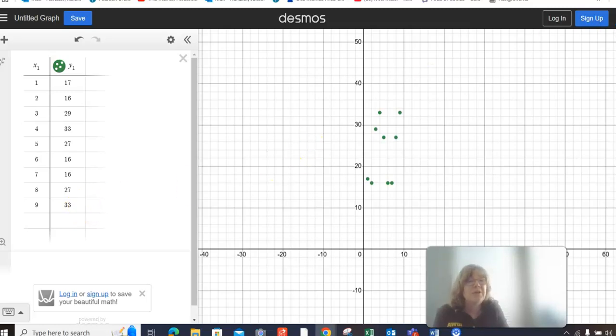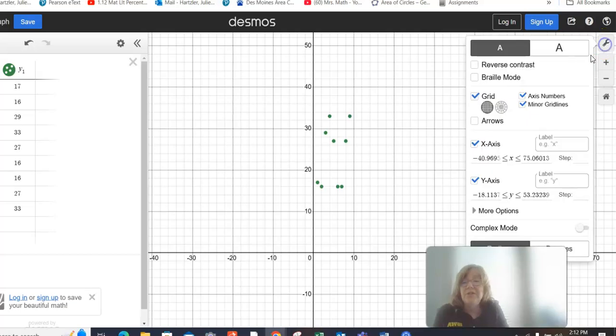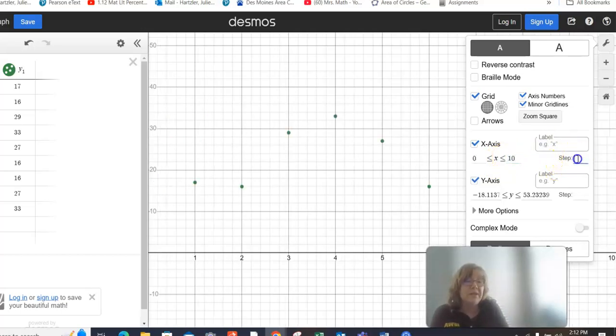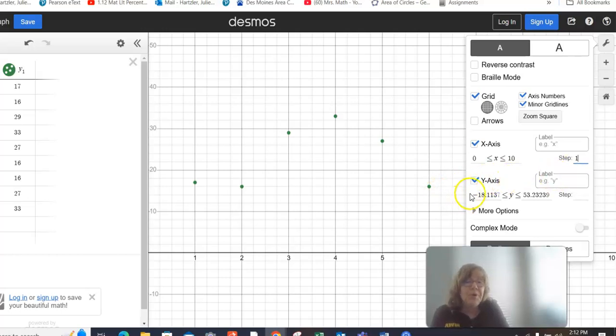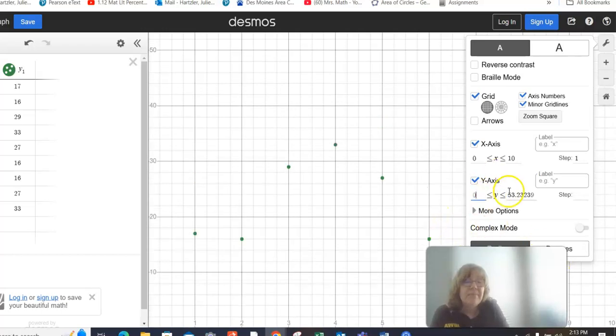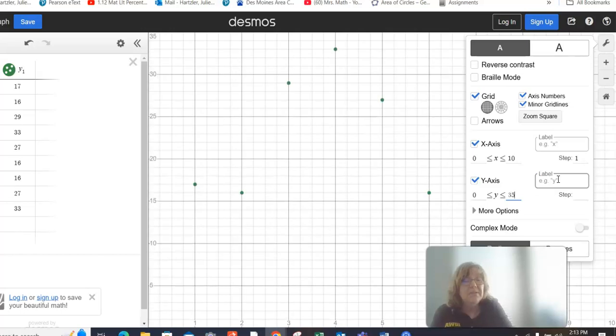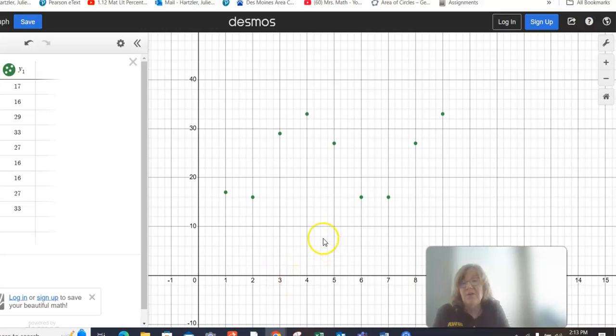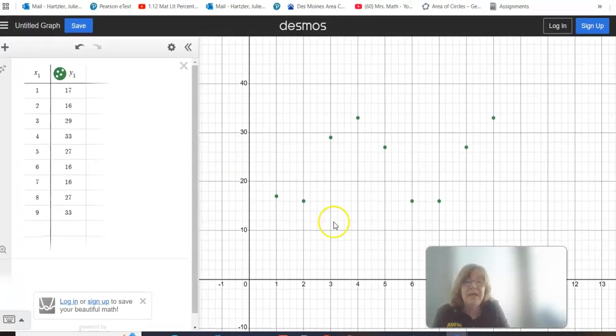So I'm going to come over here and hit the wrench, and I'm going to set my X window. I'm going to start at 0 and go by 10, and I want my step to be ones, a decade at a time. My output, I'm going to go from 0 to a little bit past my maximum. So when you get it so that the units are matching your data, I look at this and I'm like, oh, it curves up, there's two changes in direction, so that looks like it might be a cubic.